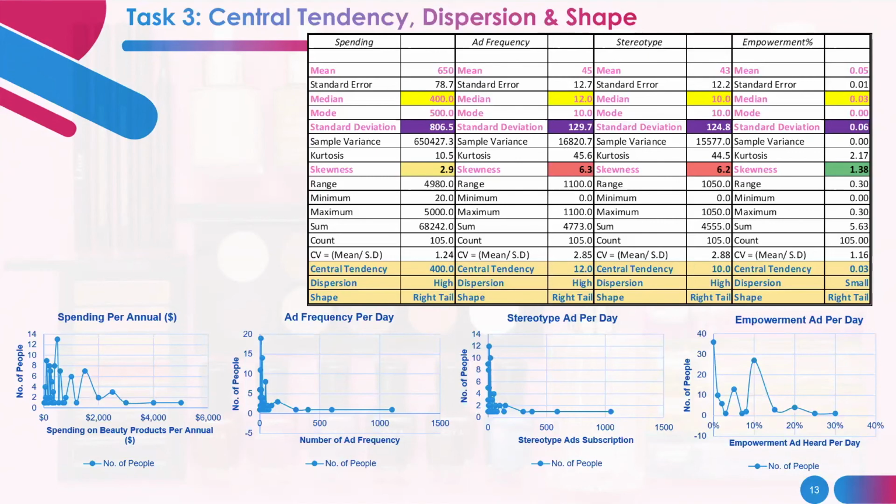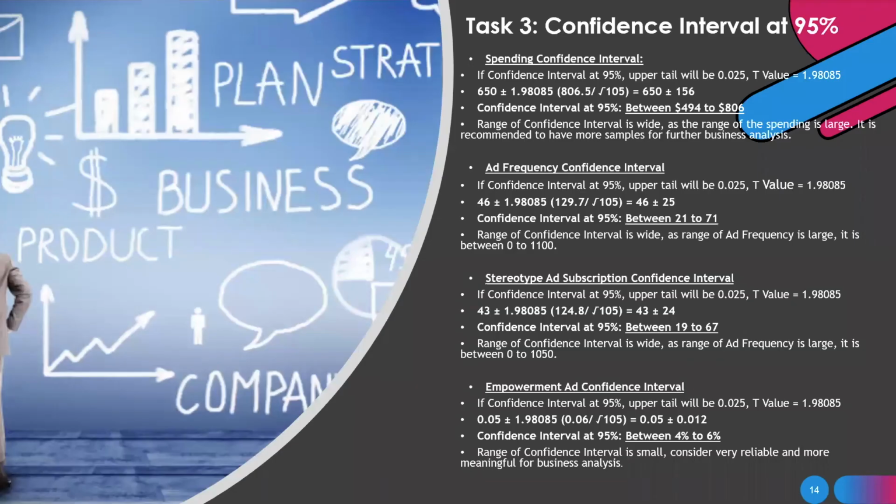Besides, below there are 4 graphs that show how many people relate to the amount of spending, the number of advertisement frequency, the number of stereotype advertisements, and the number of empowerment advertisements. Next, this descriptive statistic can be very relevant for Drout as it is interpreted by a confidence interval at 95%, where we conclude the spending confidence interval, advertisement frequency confidence interval, stereotype advertisement confidence interval, and empowerment advertisement confidence interval.